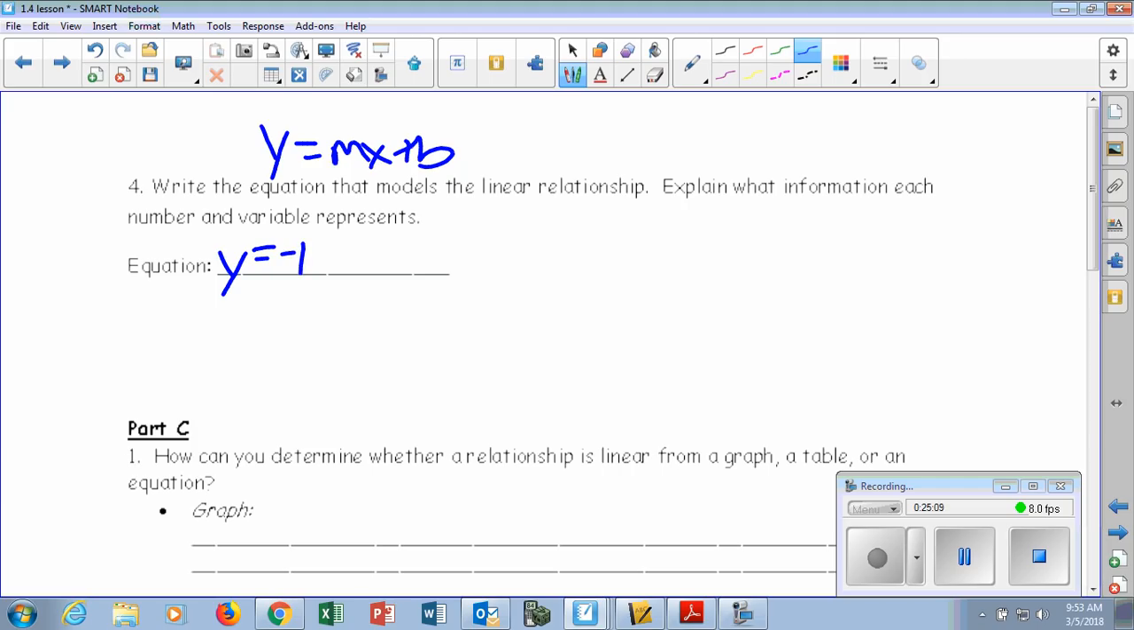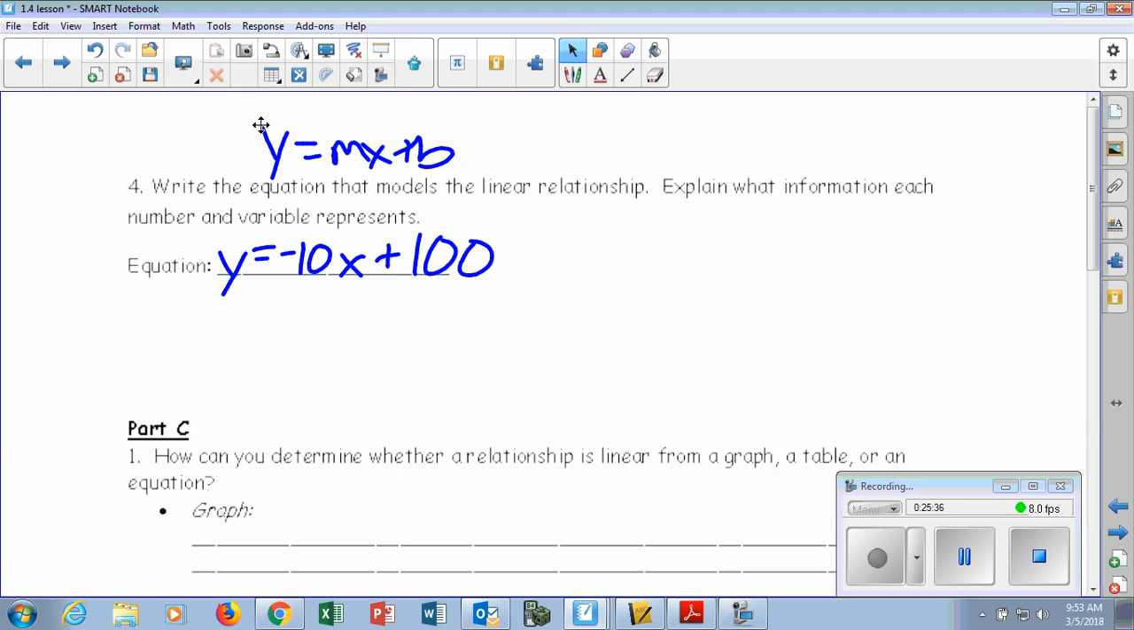Negative 10. And why is that? It's my slope. It's my constant rate of change. And I'm going to put my x here. Plus, what is my b, Mason? Plus 100, because that's where it crosses the y-intercept. When we're at 0 weeks, that's my y-intercept. Perfect. Thank you, Mason.